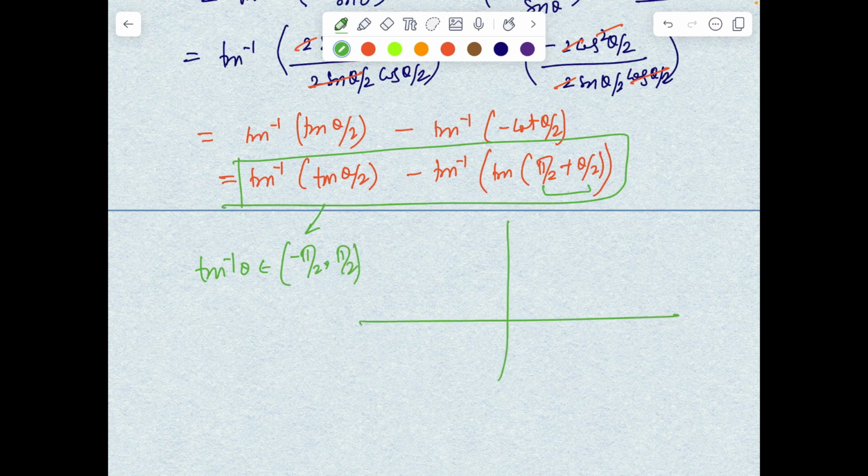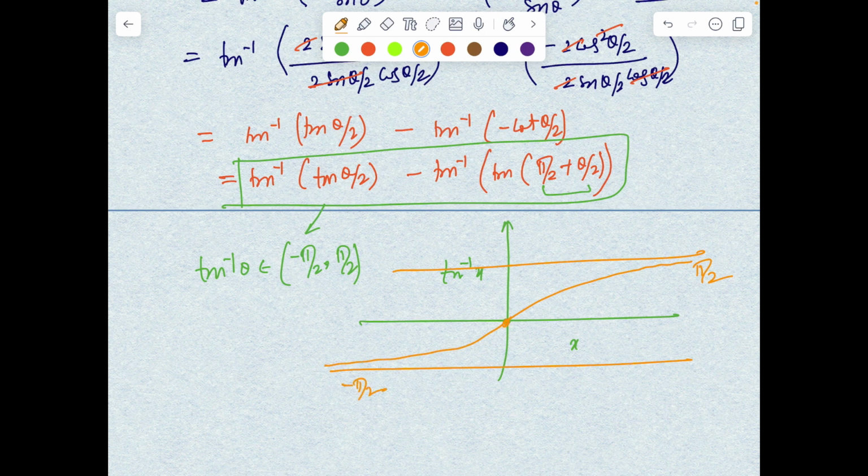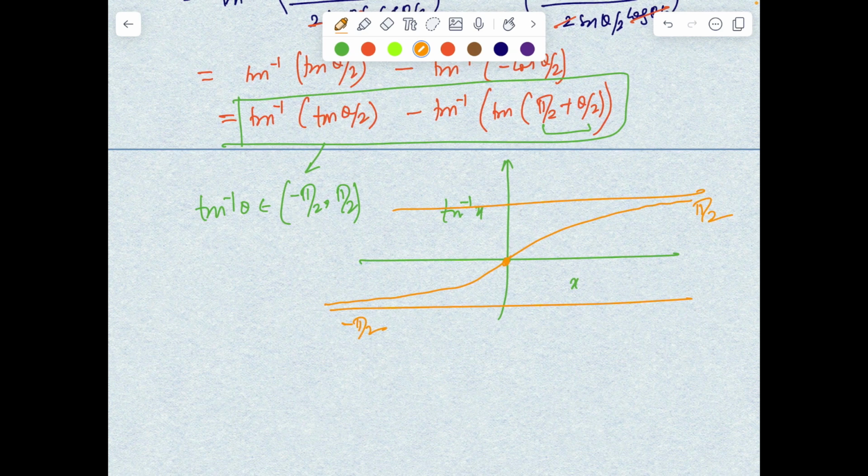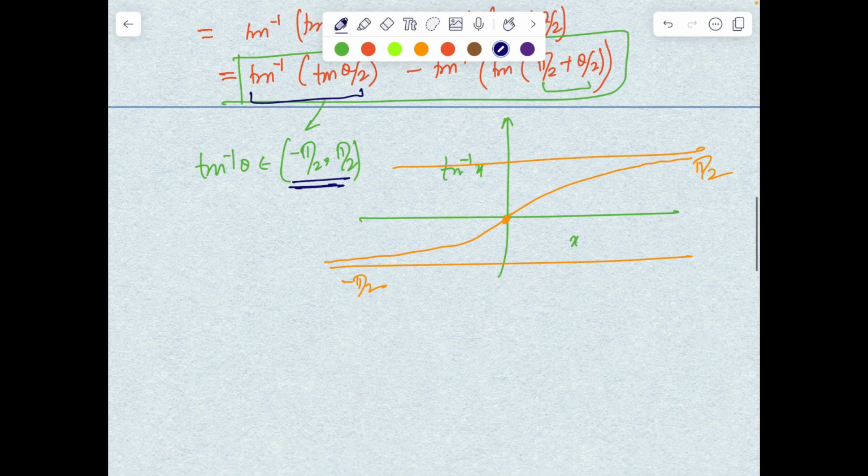Even graphically, if I take the tan inverse x versus x graph, at x equal to 0 it is 0. At x infinity, it will saturate to pi over 2. At x minus infinity, being an odd function, it will be symmetric about the origin, and it will go to minus pi over 2. So from here you can see that none of these answers will cross this window of minus pi over 2 to pi over 2.